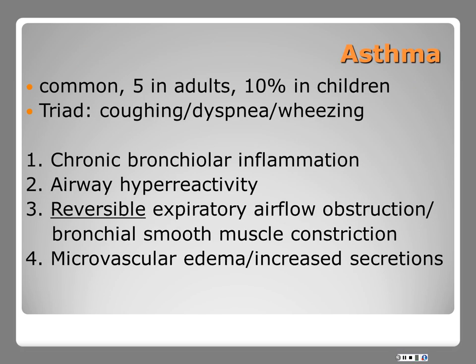Asthma is very common as a subtype of the obstructive diseases. 5% of adults are diagnosed with asthma and 10% of children these days, and that number is rising. There is a triad of clinical symptoms: coughing, dyspnea, and wheezing. And the underlying processes are chronic bronchiolar inflammation, airway hyperreactivity, reversible expiratory airflow obstruction, bronchial smooth muscle constriction, and microvascular edema and increased secretions. All those play together to create this obstructive pattern.